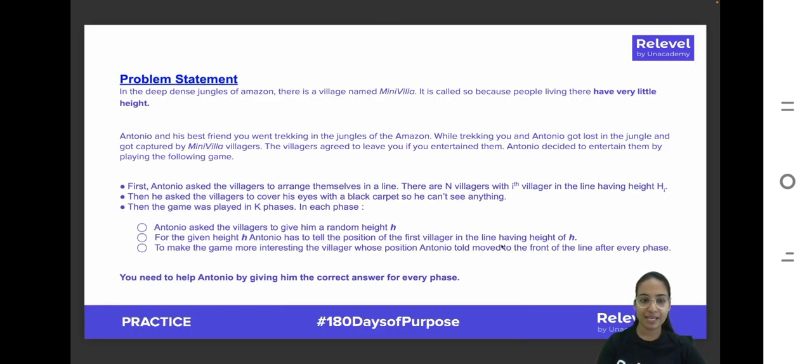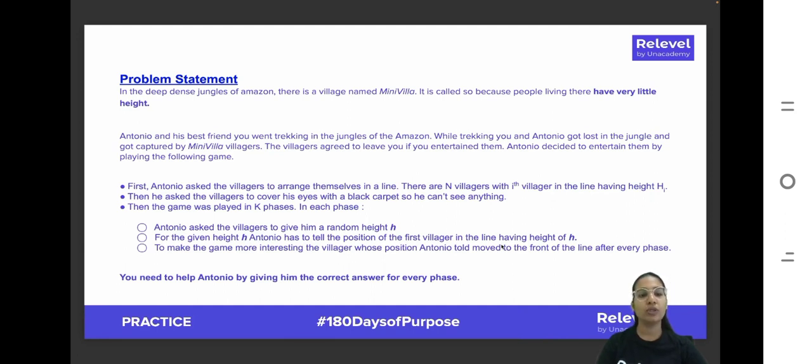The problem says that in the deep, dense jungles of Amazon, there is a village named Mini Villa. It is called so because the people living here have very little height. Now Antonio and his best friend went trekking into the jungles of the Amazon, and while trekking they got lost and got captured by the Mini Villa villagers. The villagers agreed to leave them if they entertained them. So Antonio decided to entertain them by playing the following game.